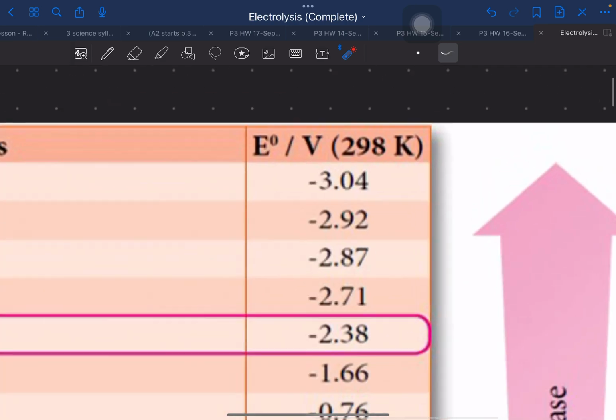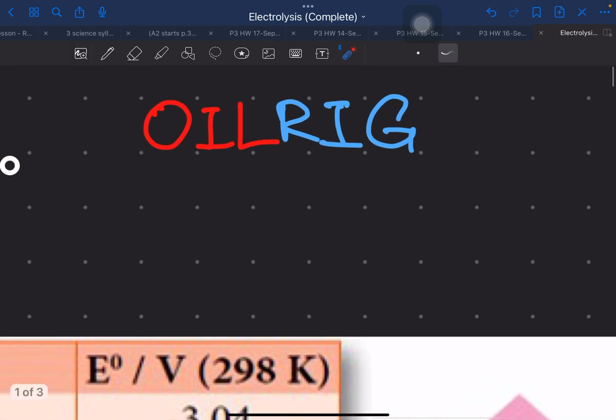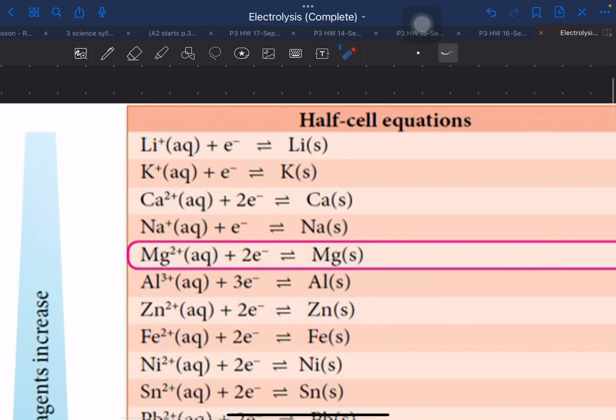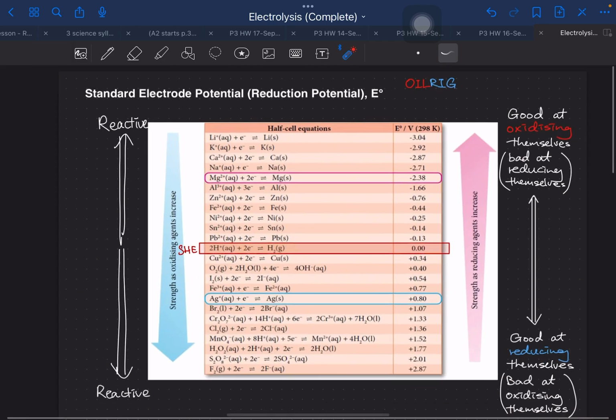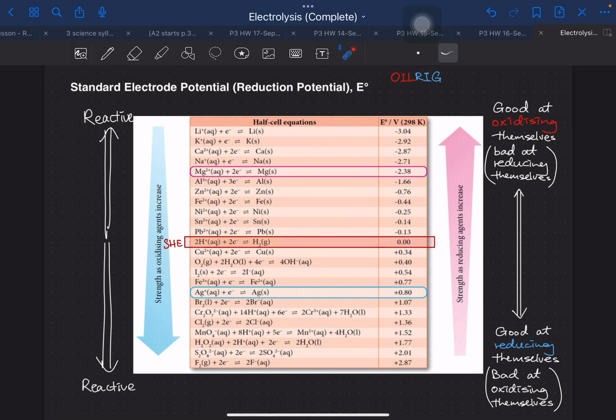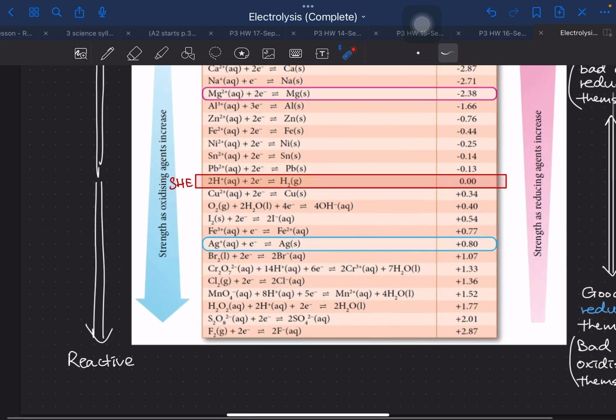If you just recap our basic redox terms, oxidation is loss of electrons, reduction is gain of electrons. And you see here, every reaction gains either one or two or more electrons, hence they are reduction half equations. Apparently, we can use this table to predict the reactivity of an element.